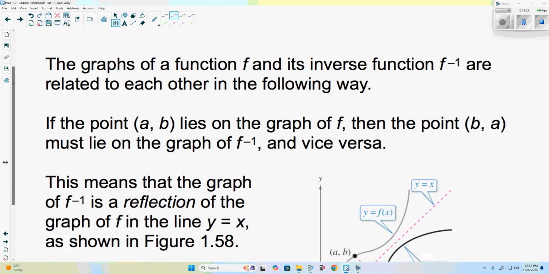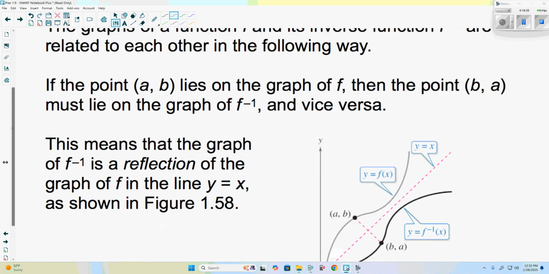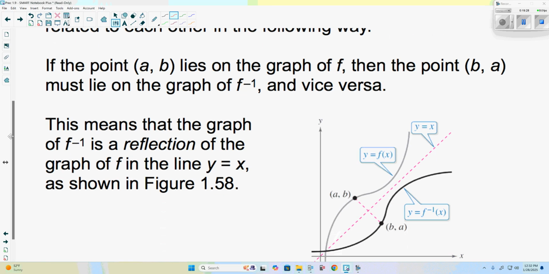Graphs. The graph of a function and its inverse are related to each other in the following way. If the point (a, b) lies on the graph, then the point (b, a) must lie on its inverse. This means that the graph of f inverse of x is a reflection of the graph of f in the line y equals x. So a function and its inverse will always reflect across this line y equals x.